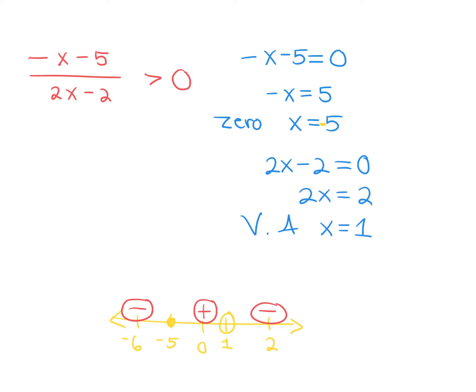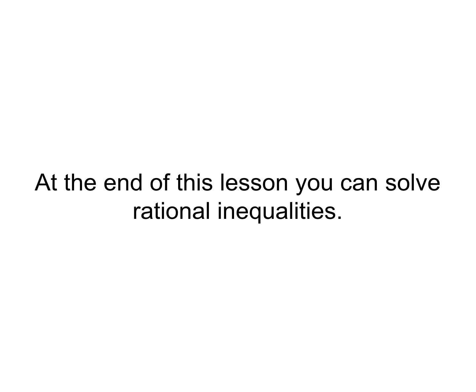So we want to know when f of x is greater than 0, and that's only going to be here. So that'll be from negative 5 to 1. That's when f of x is greater than 0. After the end of this lesson, you can solve rational inequalities.